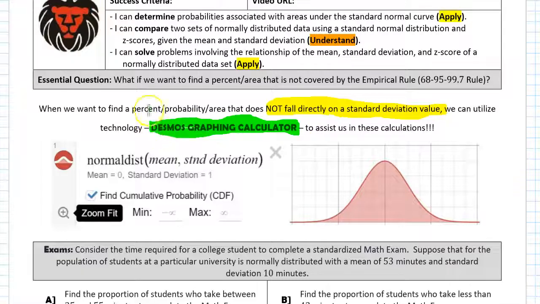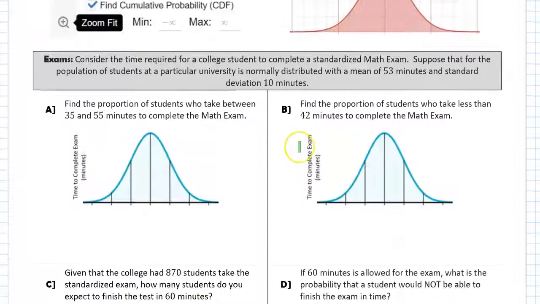And the tool that we are going to use is the normal dist, where we type in the mean, standard deviation, and then go ahead and use our zoom fit and then min and max manipulations to go ahead and manipulate this bell curve that we see happening there. So let's go ahead and take a look at an example.